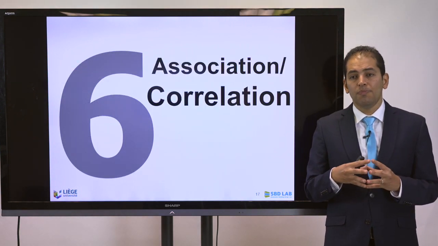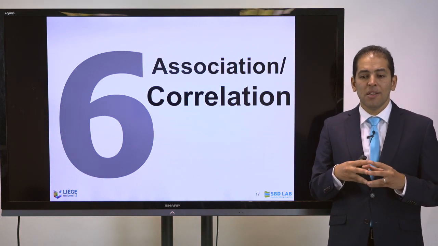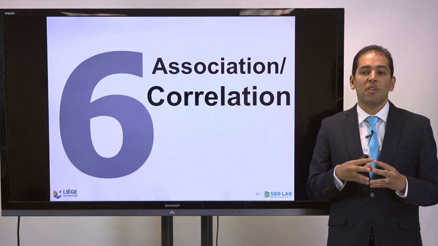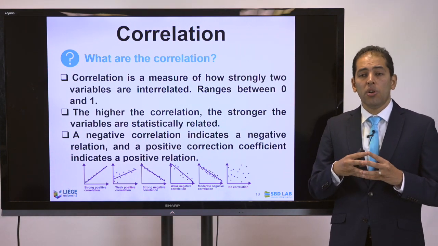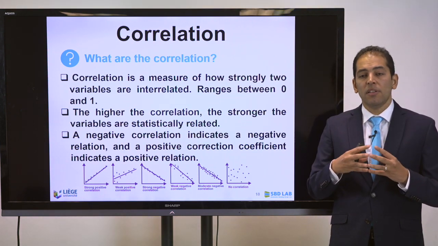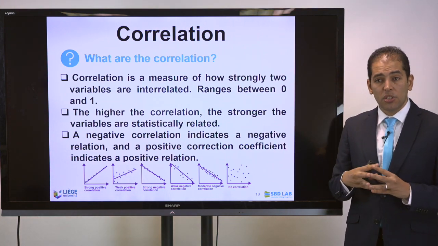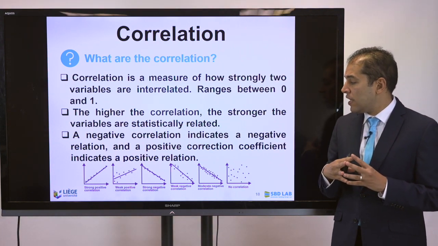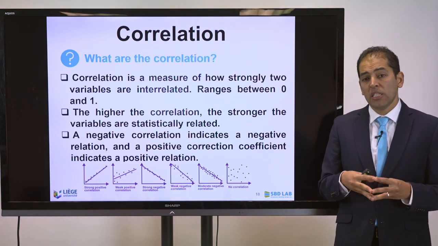Now let's move to correlation and association. Even though they are not part of the descriptive analysis, you need to have an idea about them because they will be part of the inferential statistical analysis. Now, what is correlation? Correlation is a measure of how strongly 2 variables are interrelated, and this relation can range between 0 and 1. The higher the correlation, the stronger the variables are statistically related. A negative correlation coefficient indicates a negative relation, and a positive correlation coefficient indicates a positive relation.